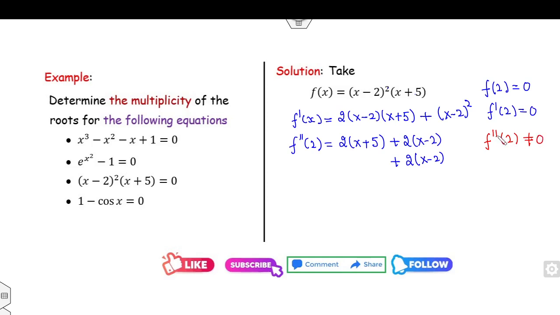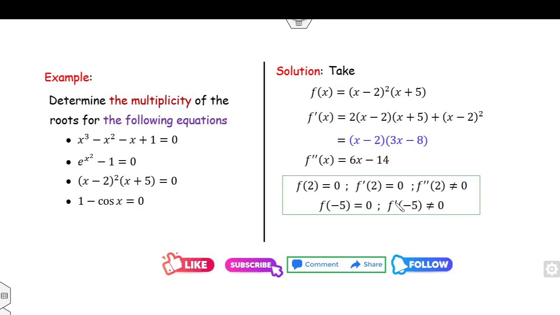So since the second derivative is non-zero, what you can say is x is equal to 2 is the root with multiplicity 2. Similarly, f of minus 5 is 0. What is the value of f dash of minus 5? f of minus 5 is 0, but f dash is non-zero. Therefore, x is equal to minus 5 is the root with multiplicity 1.